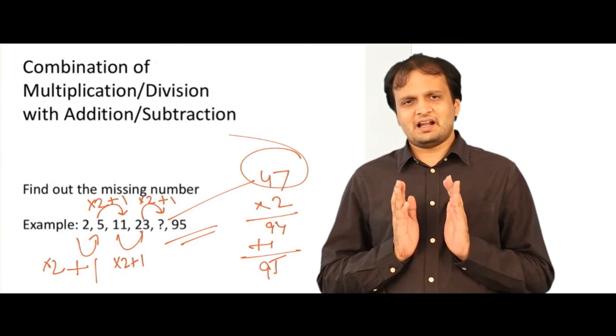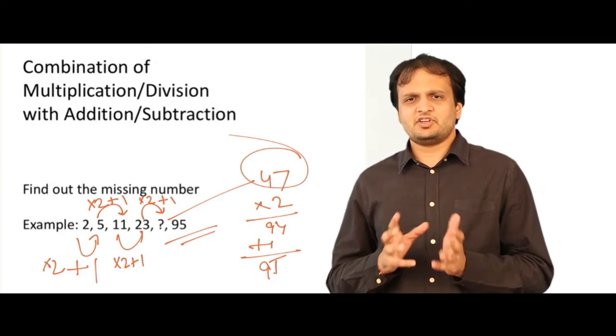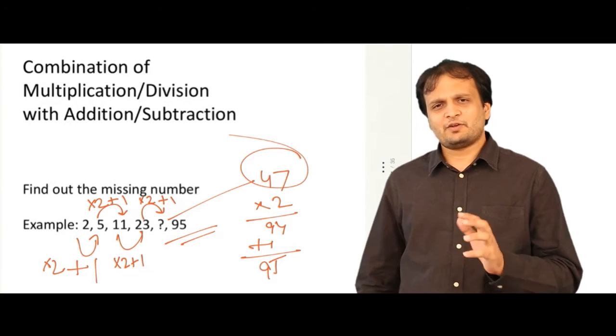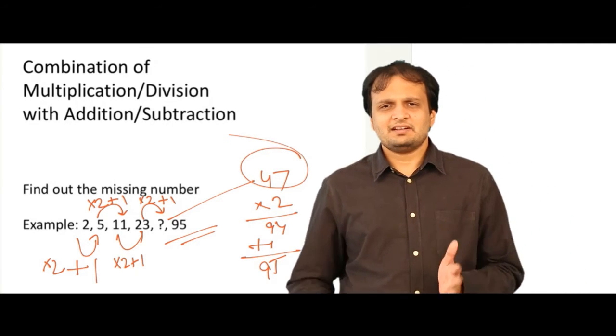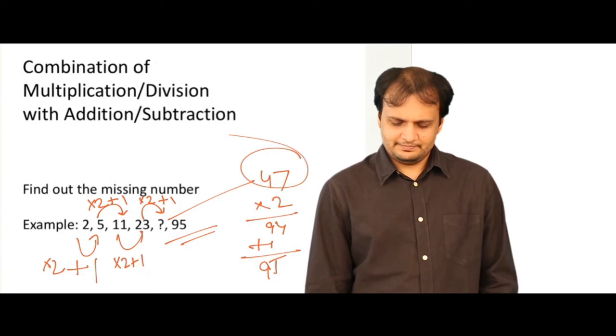Most of the questions that are asked in the exam tend to be of this type, right? So it's a combination, right? So out of 5 questions, at least 2 to 3 questions tend to be a combination kind of question. Now let's see the next question.